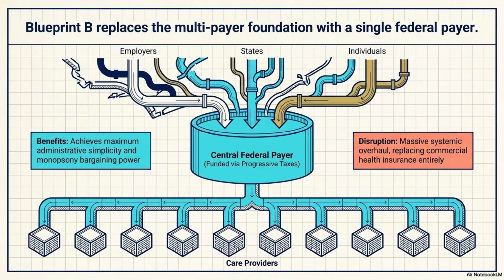Blueprint B takes a different approach, a transition to a single federal payer. Funds from employers, states, and individuals flow into one central federal payer, which then distributes payments directly to care providers. It's a fundamental simplification of how healthcare is financed.